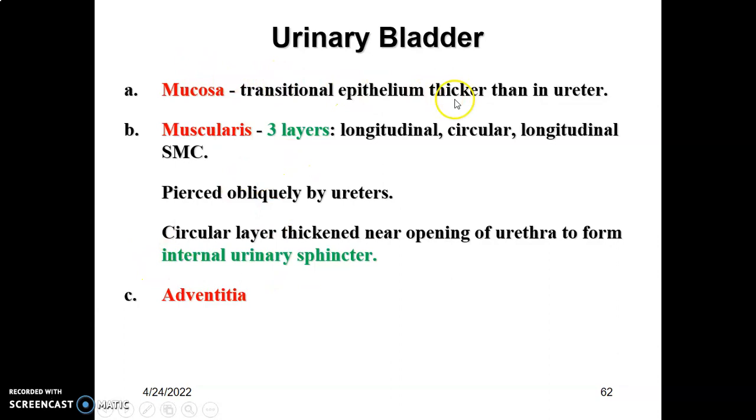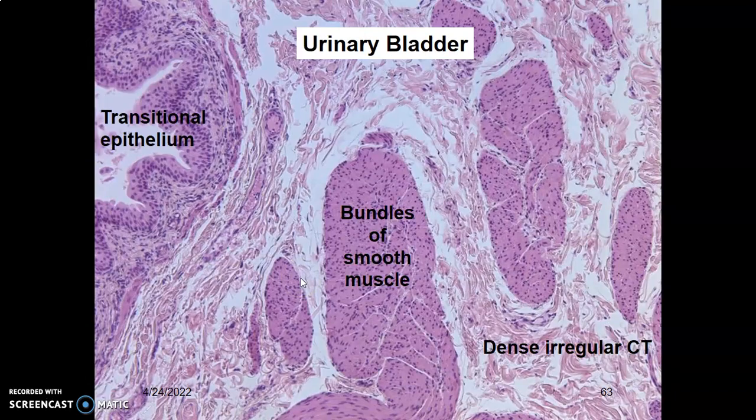Mucosa again has transitional epithelium, although it's thicker than that in the ureter. There's definitely lamina propria, and then muscularis has 3 layers: an inner longitudinal, outer circular, and outer longitudinal smooth muscle cells. And the muscularis of the urinary bladder is pierced obliquely by the ureters. The circular layer is thickened around the opening of the urethra, and this forms the internal sphincter of the urethra.